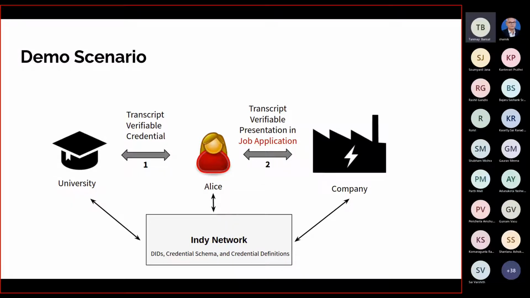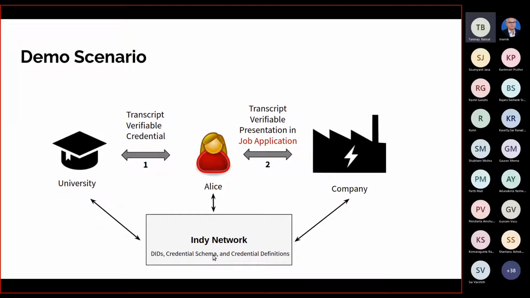Indy network. How? For verifiable credentials and presentations, first of all we need DIDs. Because the VC specification, as you know, is based on DIDs, the Indy network will be used as a verifiable data registry to store these DIDs. And for VCs and VPs, this flow needs two specific artifacts: one is the credential schema and the second one is the credential definition. We will see what these two are, but these two are also stored in the Indy network, so they must be stored in the verifiable data registry.